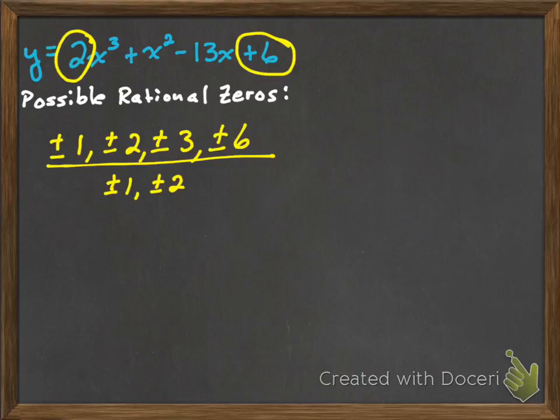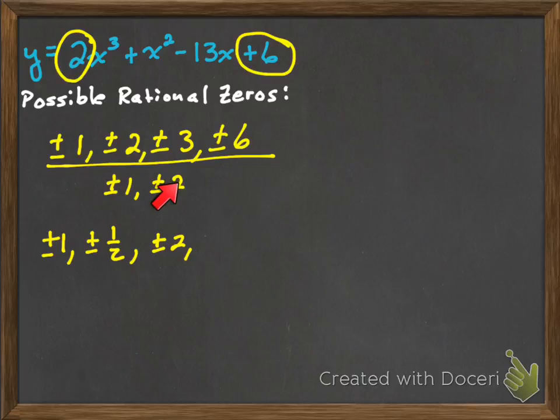Alright, so this is going to generate our list of possible rational zeros, and we still need to simplify this down a little bit. So we're going to take 1 and put it over each of these denominators. So that's going to give us ±1 and ±1/2. And then we'll do the same thing with 2. Put it over 1, which is ±2. And then we put it over the 2.